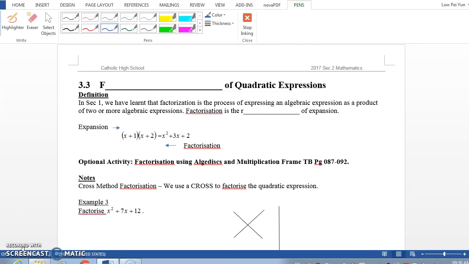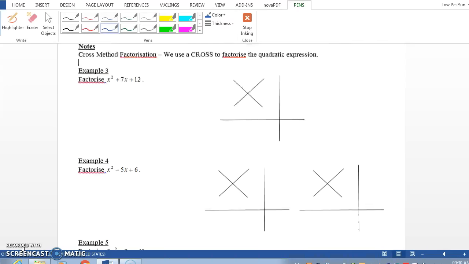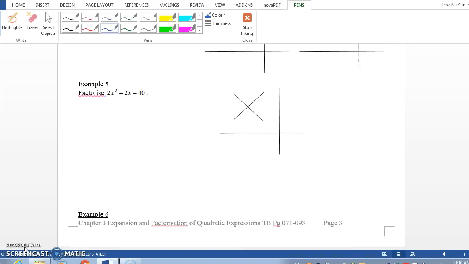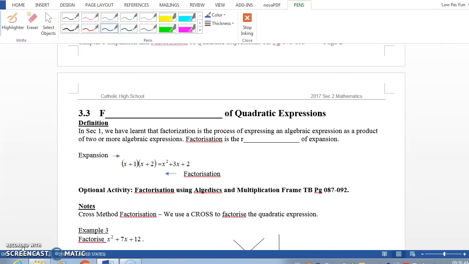So today for home-based learning, we're going to look at 3.3. This is on your notes on page 3. So we're going to look at page 3. Okay, so we're going to look at factorization of quadratic expressions. So please fill in the blanks.